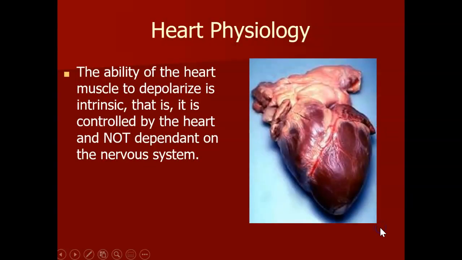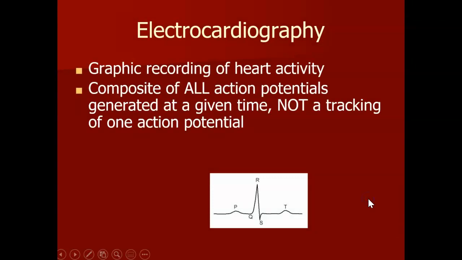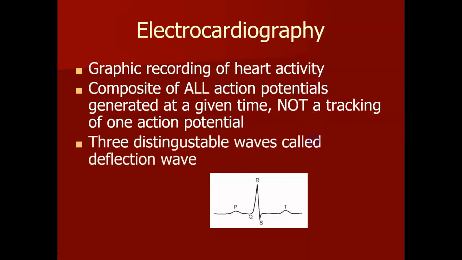Now, we can look at these different types of electrical activity. We can take a monitor and monitor what's happening with these different millivolts and electrical activity, and apply them to the different types of activity occurring within the muscle. This is called an electrocardiograph, or an ECG. It's basically a composite of all of the action potentials generated at a given time. It's not a tracking of one action potential, however. So just know that it's an overall picture of everything that's happening at one time.